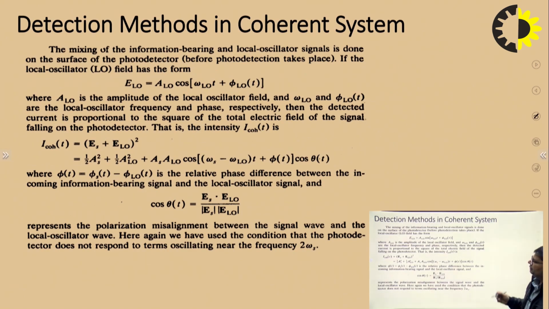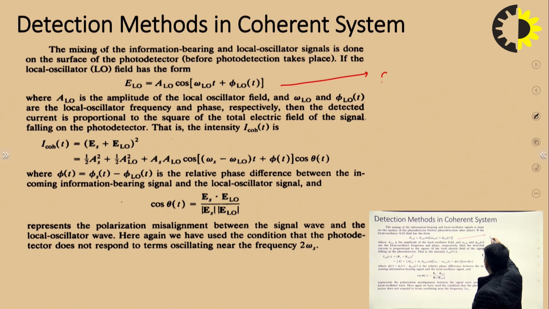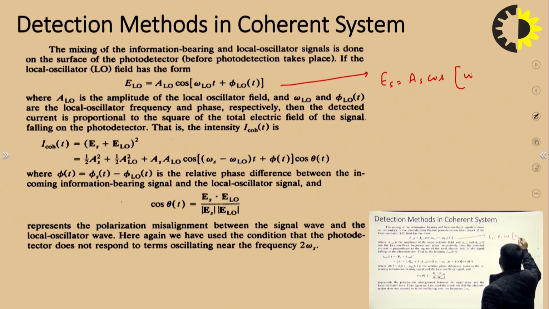So this is the mathematical. We can have a source signal E_S equal to A_S cos of (omega_s t plus phi_s t). So this is one signal.